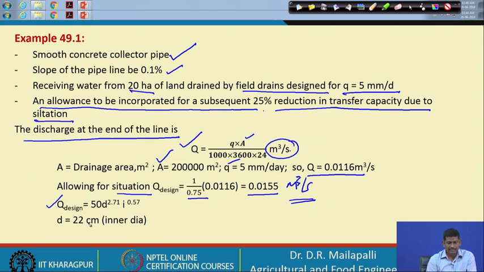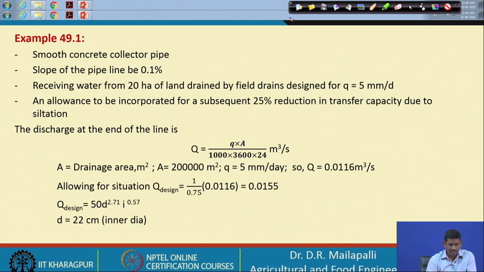Now you have to consider the equation for steady state, uniform flow in a smooth concrete pipe. So, you have to use Q equal to 50 D to the power 2.71 into I to the power 0.57. Substituting small d, Q and I, you get small d equal to 22 centimeters. So, that is the inner diameter.